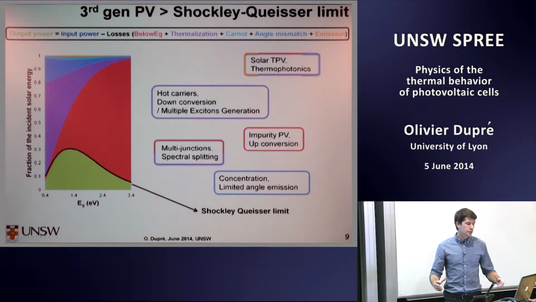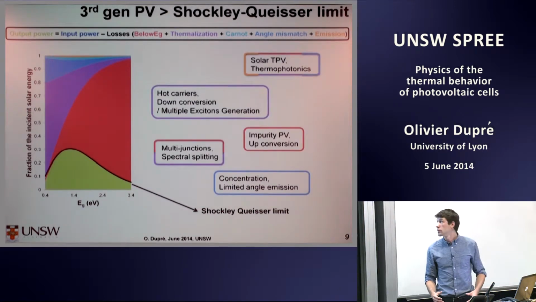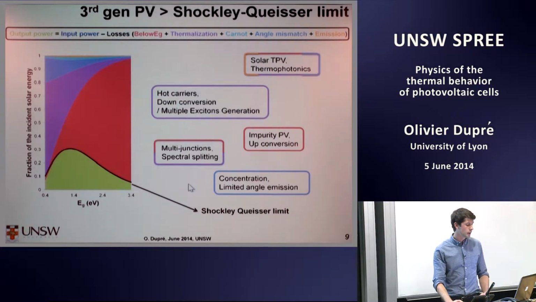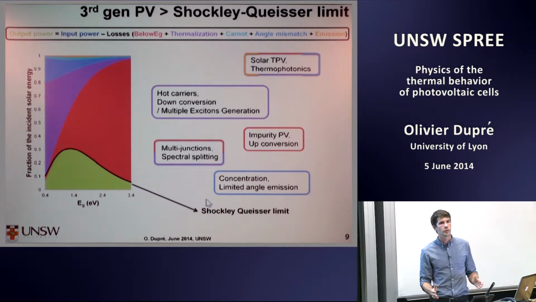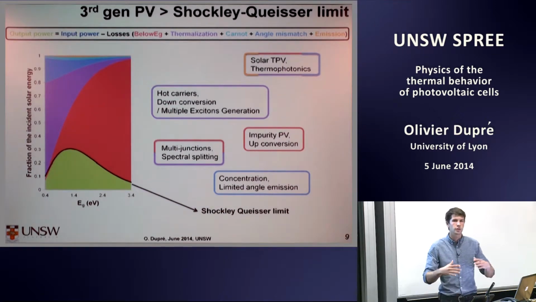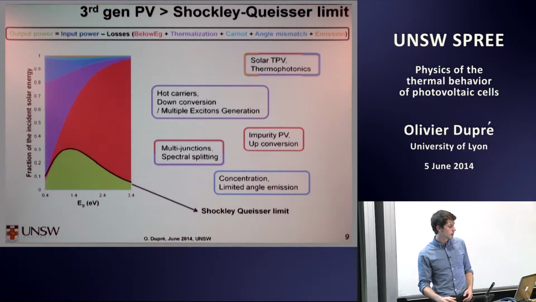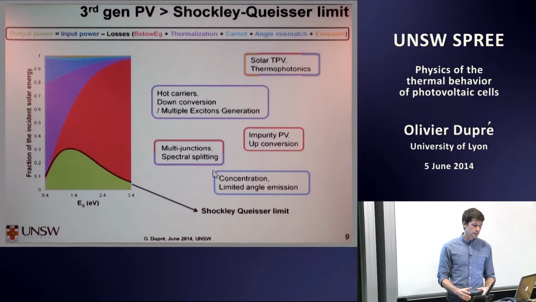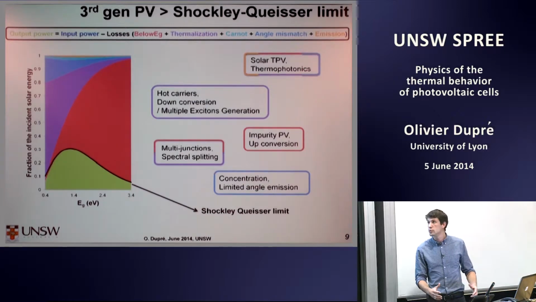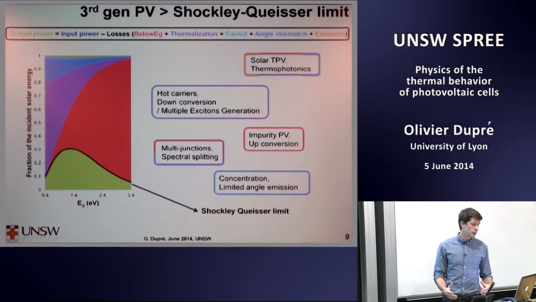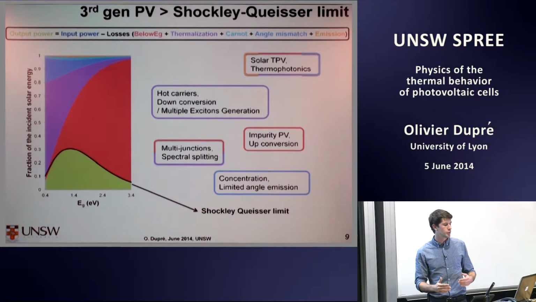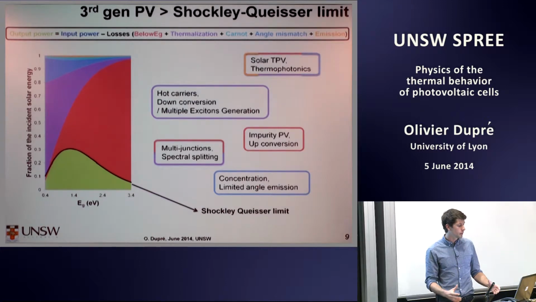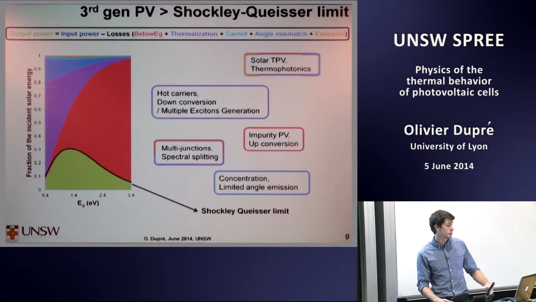Of course, all those different losses can be reduced using different approaches. We can try to reduce the angle mismatch loss by limiting the angle of emission of our cell, or concentrating the light so that the angle of absorption is increased. We can try to reduce the spectral mismatch between the solar spectrum and the cell by using multi-junctions, putting different cells with different band gaps, so fitting the wide solar spectrum better, or spectral splitting.